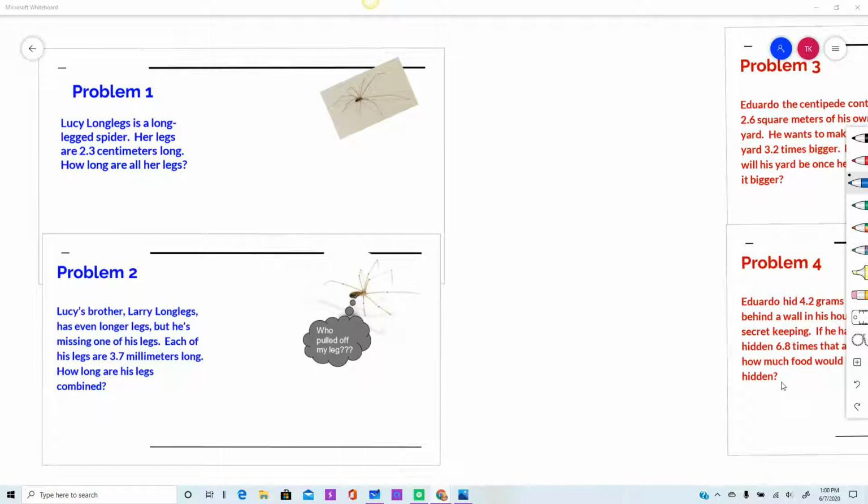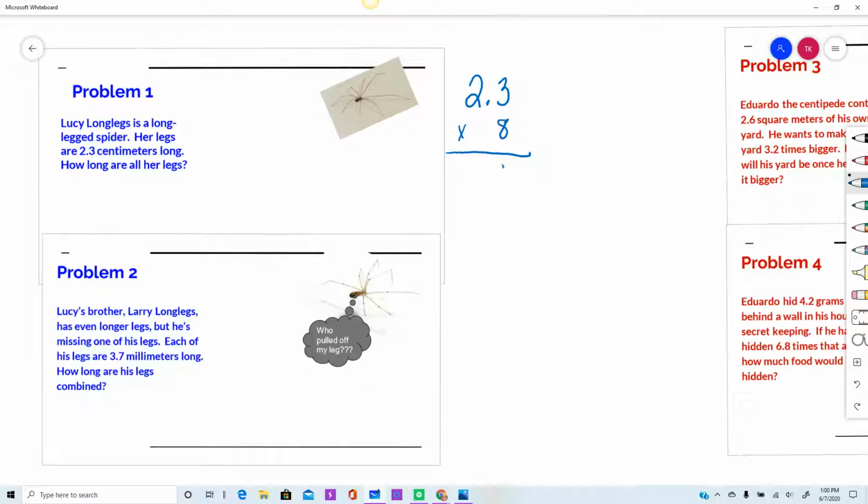Lucy Longlegs is a long-legged spider. Her legs are 2 3/10 centimeters long. How long are all her legs? Well, if you look at the picture, we see that a spider has 8 legs. So I'm going to write my number with the most digits on top, 2 3/10 times the 8. So multiply as if the decimal's not there.